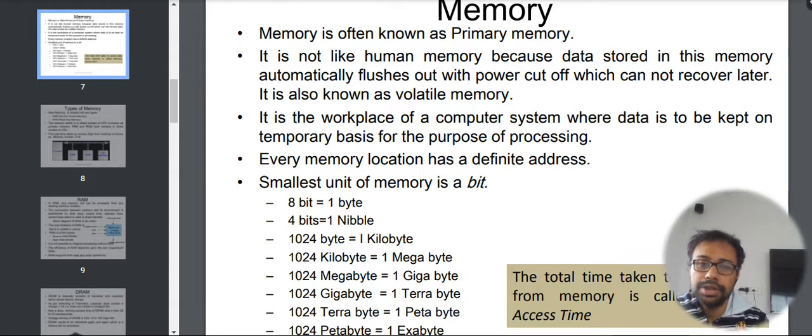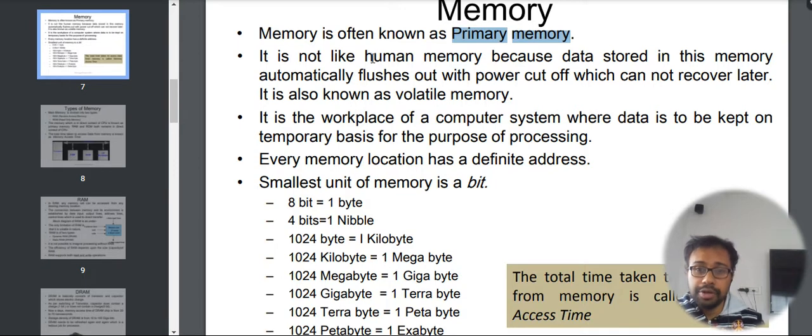Good morning, students. Today I will start my class of computer fundamentals again from the topic of memory, or the memory unit. As we all know, memory is often known as the primary memory. So, what is memory also known as? It is known as the primary memory.